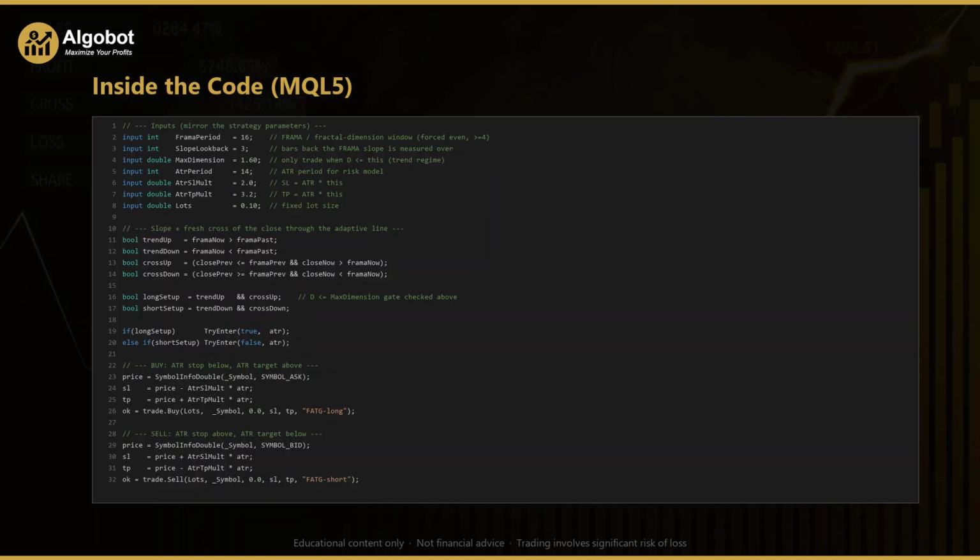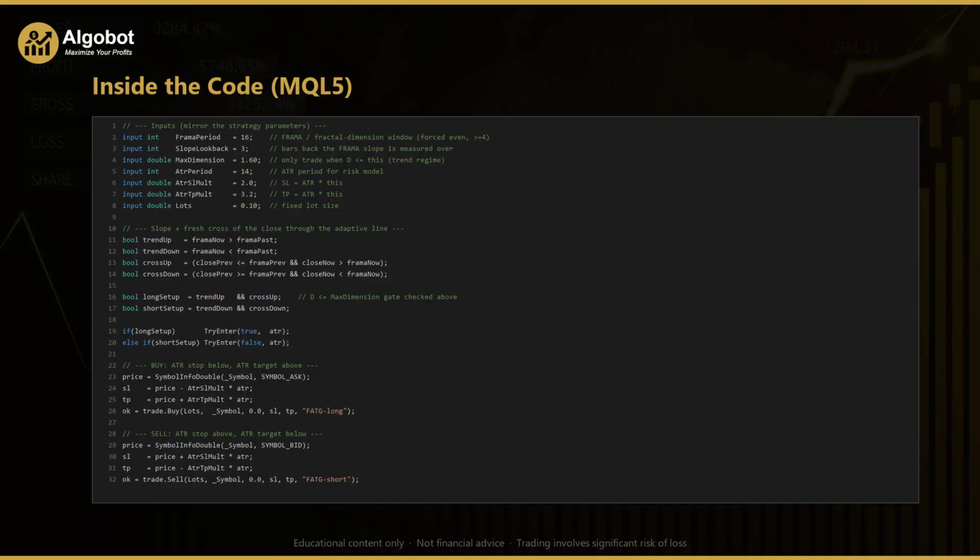The variables trend up and trend down compare the current FRAMA to its value a few bars back, telling us which way the line is sloping. Then cross-up checks that the previous close was at or below the line, while the current close is now above it. A fresh upward cross. Cross-down is the mirror. Previous close at or above the line.